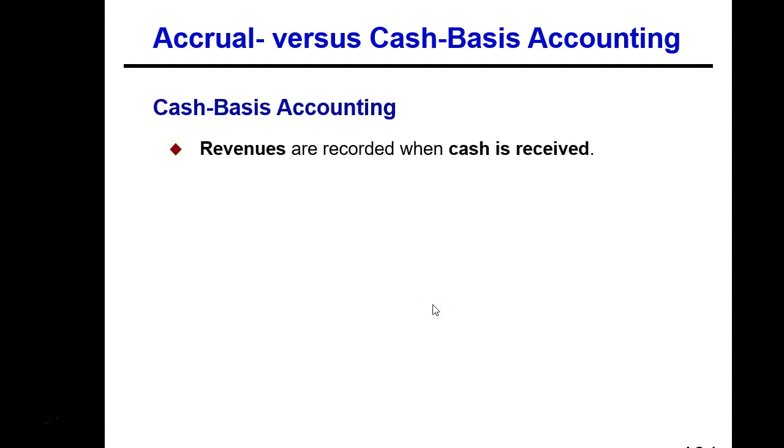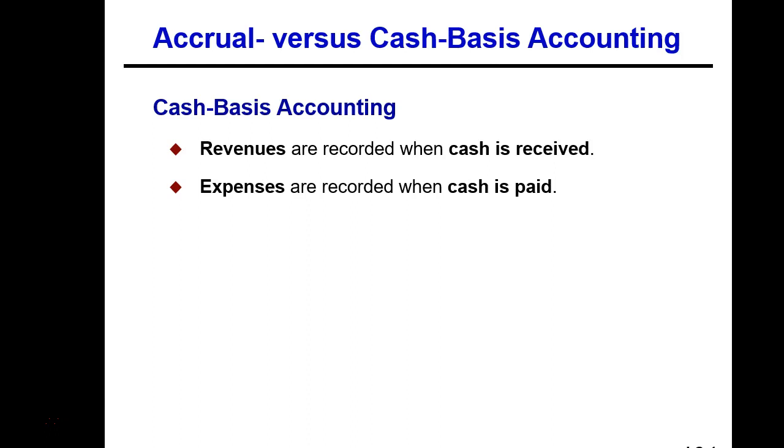In contrast, the cash basis is based upon an actual cash transaction taking place. Under the cash basis of accounting, we recognize revenue only once cash has been received and record expenses only once cash has been paid out.